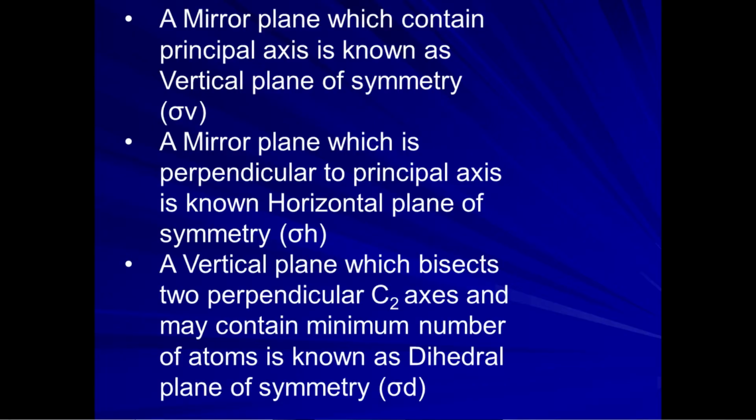On the basis of the principal axis, plane of symmetry can be classified into 3 different types. Number 1 is vertical plane of symmetry, denoted by sigma v. Horizontal plane of symmetry is denoted by sigma h. Dihedral plane of symmetry is denoted by sigma d. So we'll discuss vertical plane of symmetry first. A mirror plane which contains the principal axis is known as vertical plane of symmetry.